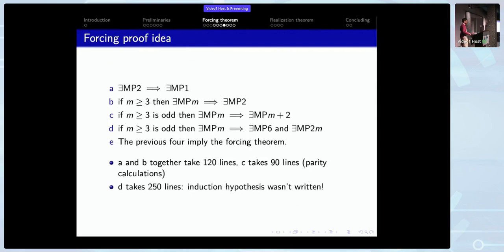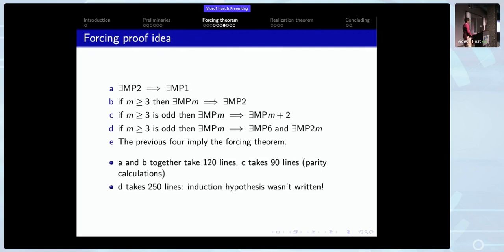Doing A and B together takes about 120 lines. That's including the shared core, which I took out. C takes about 90 lines. C is a little bit harder than A and B together, which kind of makes sense from these calculations. But one thing which is really useful here is that it's important that M is odd. So there's lots of stuff that you need to worry about with where the odd and even numbers are. And Lean's automation for parity simps makes that a lot easier.